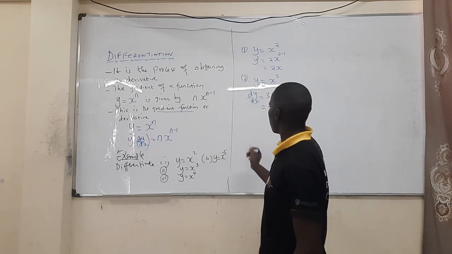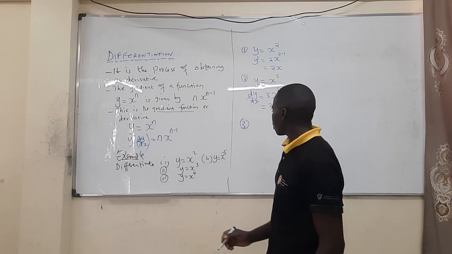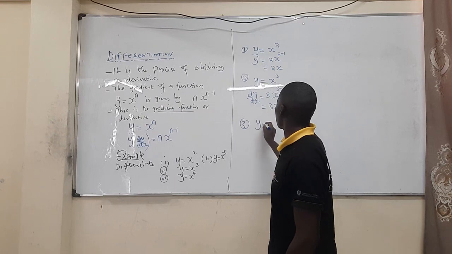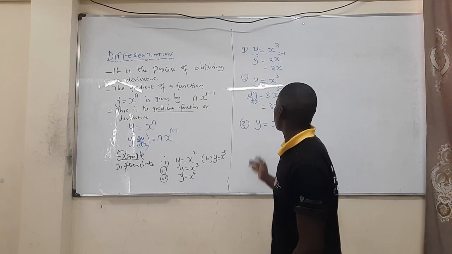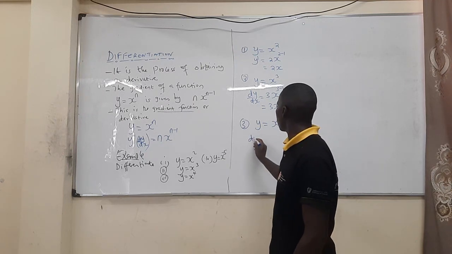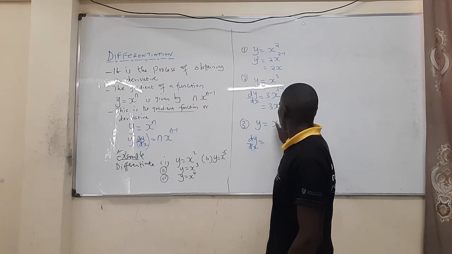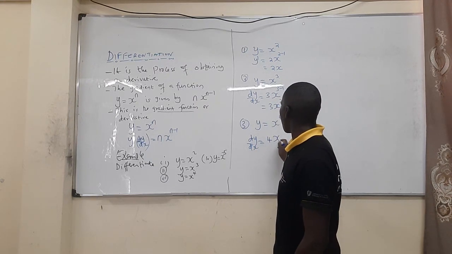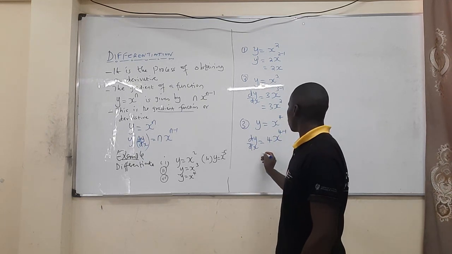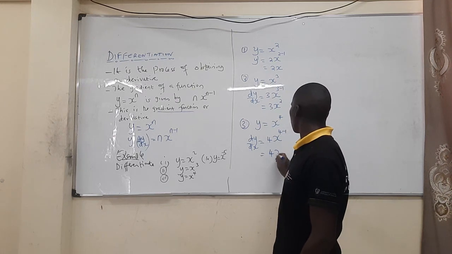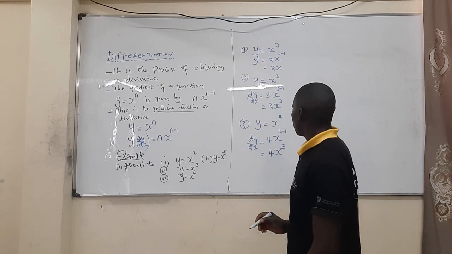So you can have the third example. Our function is y equals x power 4. For us to differentiate this one, you use dy over dx to get our derivative. We drop the power, so you're going to have 4x, then the power that we had, we subtract 1, so you're going to have 4x power 3.